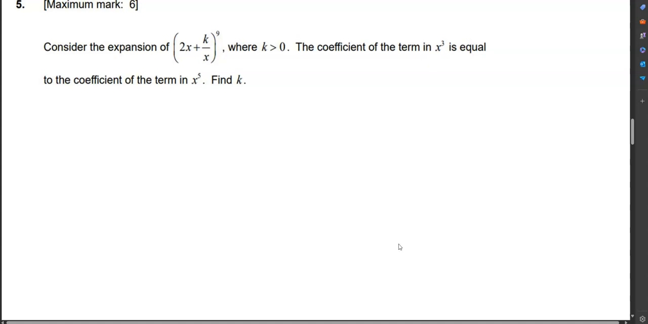The coefficient of the term in x cubed is equal to the coefficient of the term in x to the 5. So once again, we're going to find that general term. So that's going to be 9 choose something, 2x to the power of something, and then kx to the minus 1 to the power of 9 minus something.